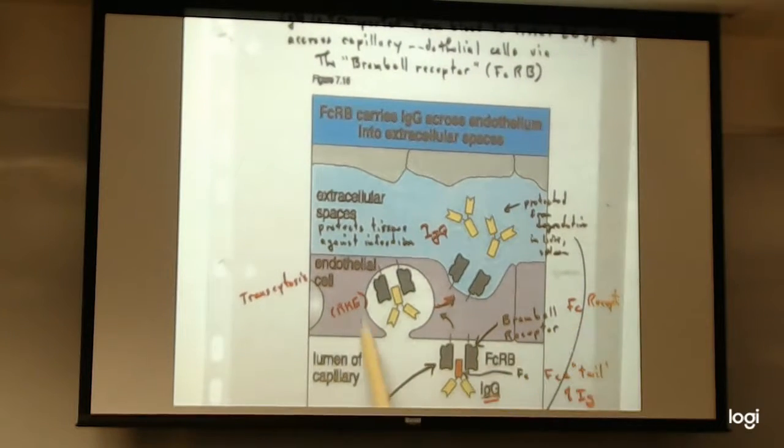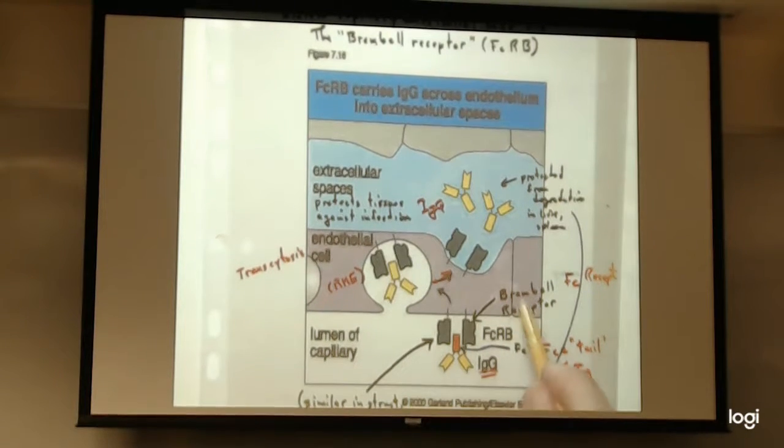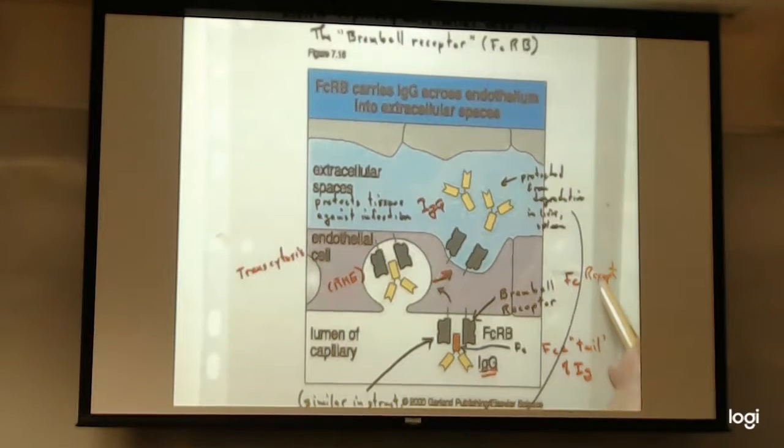And so here is the lumen of a blood capillary with soluble immunoglobulin G, and there's a protein called the Brambell receptor, shown here in green. The Brambell receptor has a domain that recognizes the Fc tail of an antibody. So the Brambell receptor is an Fc receptor. It binds the crystallizable fragment, the crystallizable domain of G molecules, and it does what's called transcytosis.